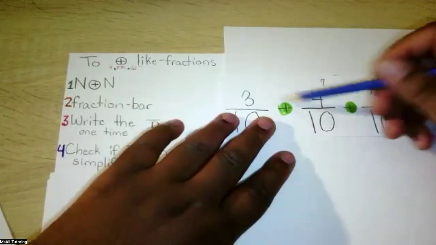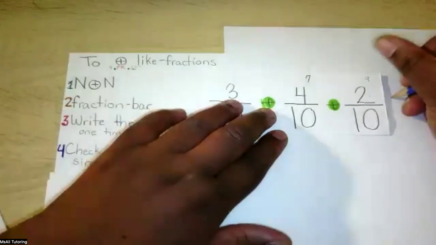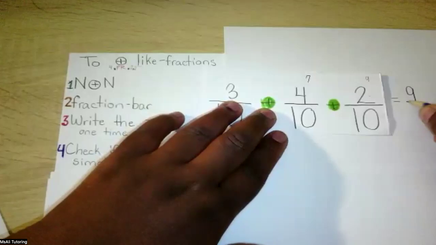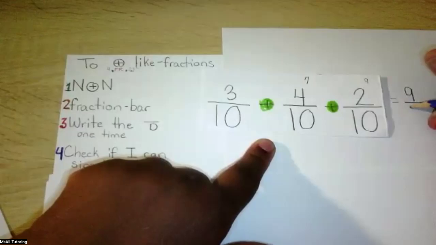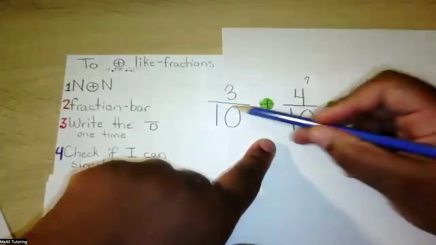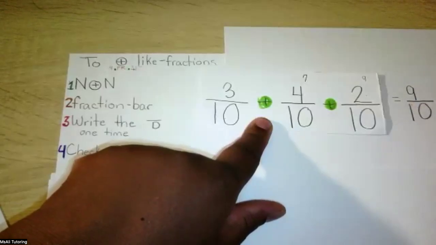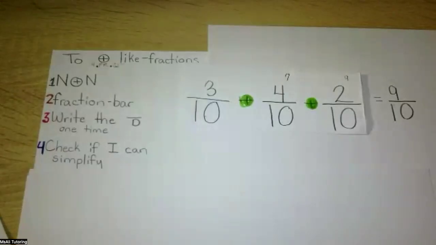So numerator plus numerator plus numerator is equal to 9. Fraction bar. Write the denominator one time. My denominator each time is 10. So I'm going to write 10. 9 tenths. And then I'll check if I can simplify. But we don't have to simplify yet. And so 9 tenths, I'll leave it just like that.